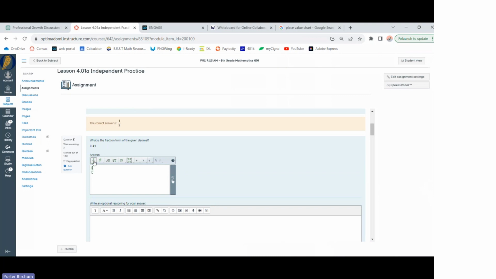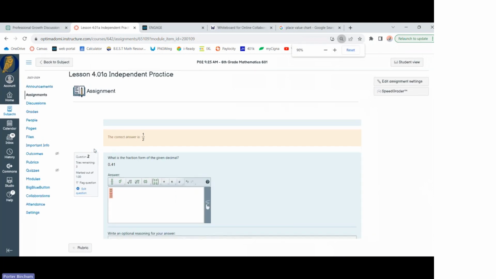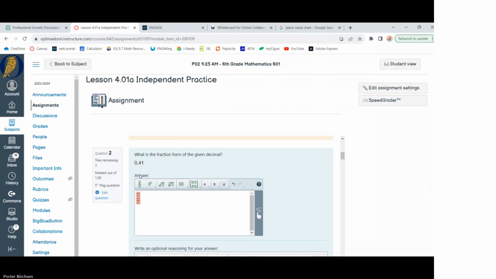First, click on the fraction button. I'm going to find my denominator first. Where does this number end? What place value? Let me zoom in a bit. What place value does this number end in? This number ends in the hundredths place. There's the ones place, the tenths place, and the hundredths place. So my bottom number is going to be 100.